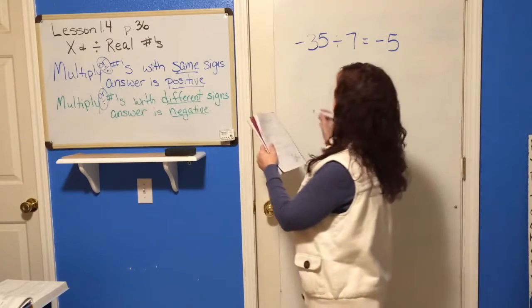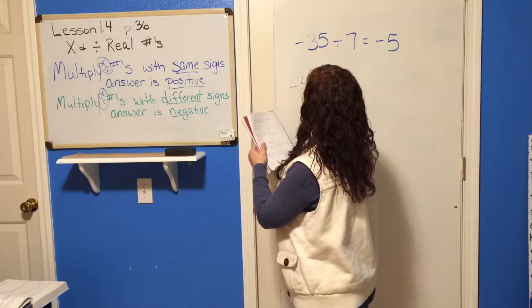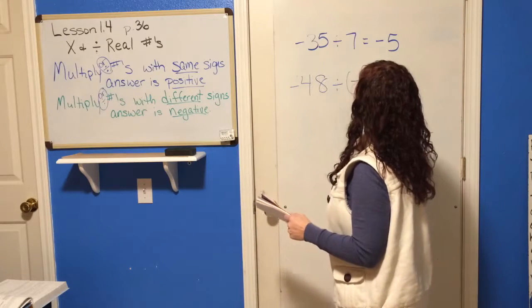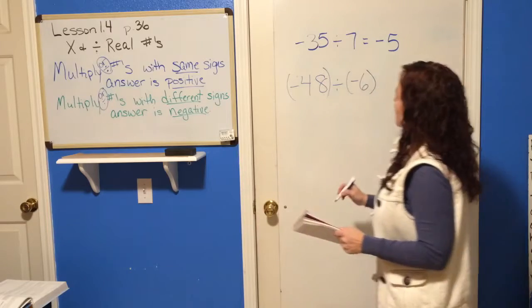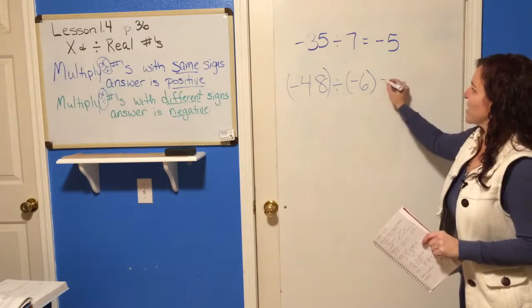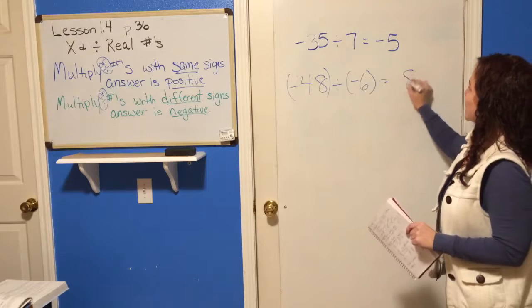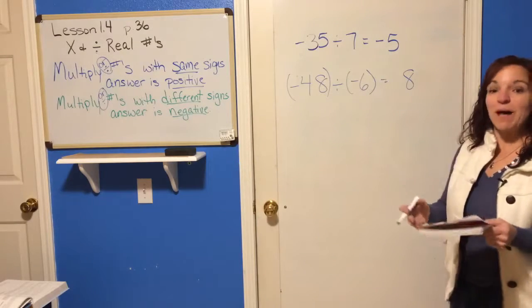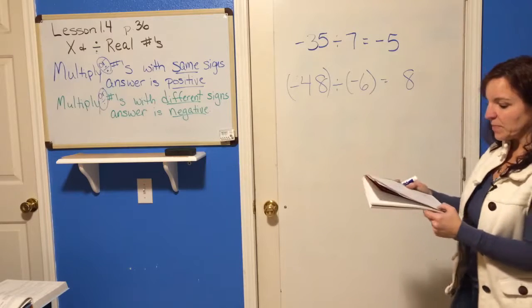One more, -48 divided by -6. Well, 48 divided by 6 is 8. The signs are the same, so my final answer is a +8.